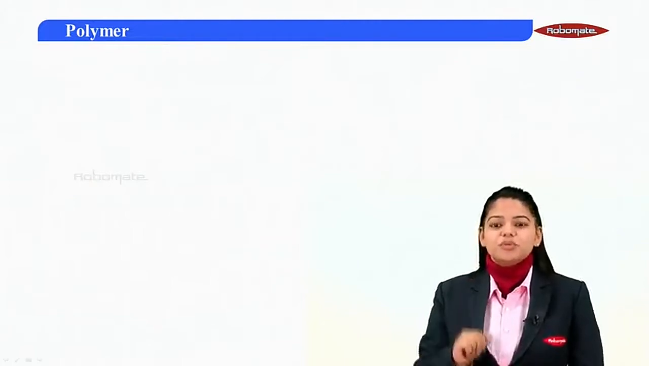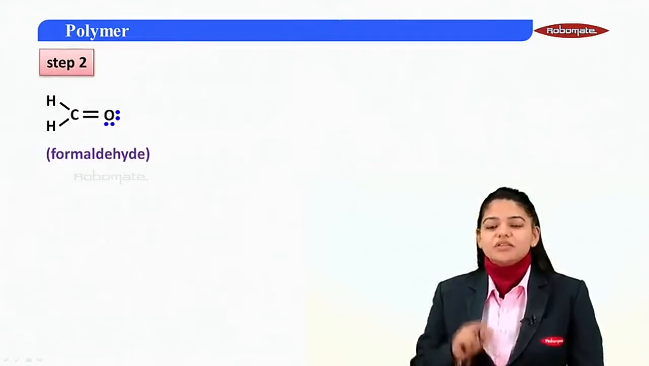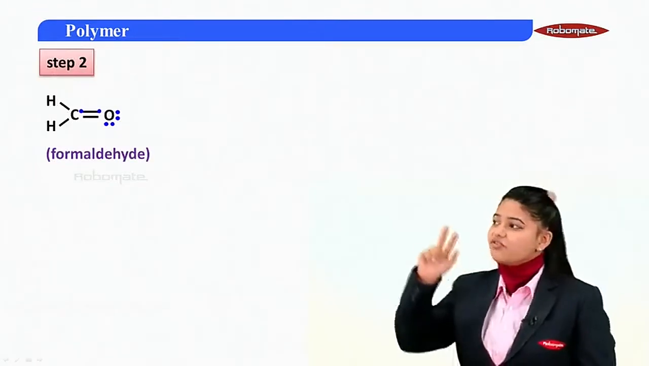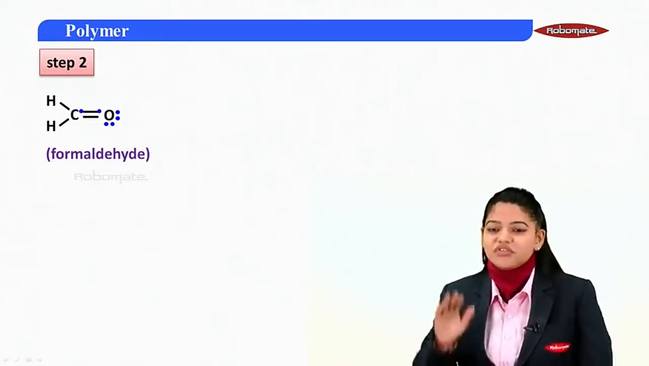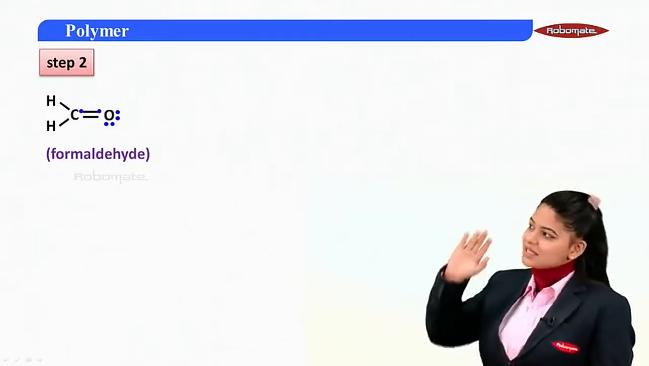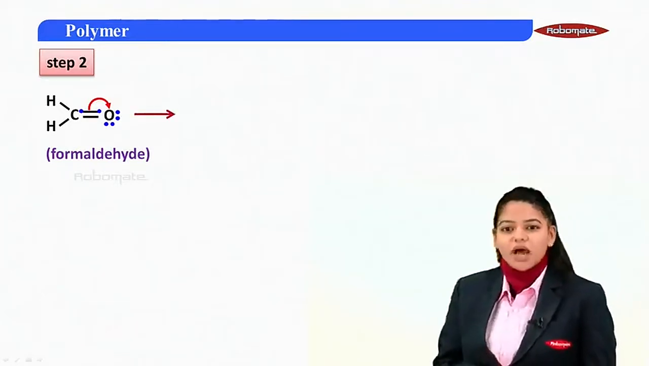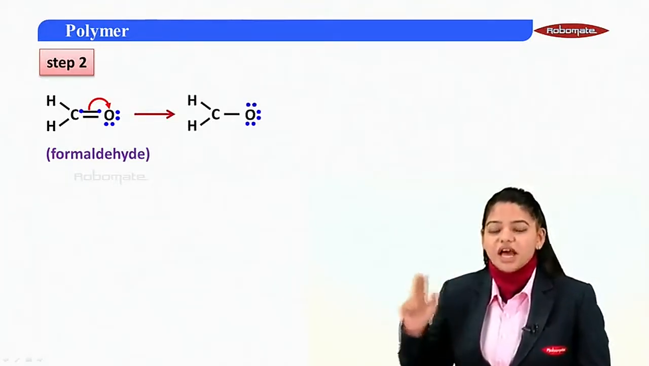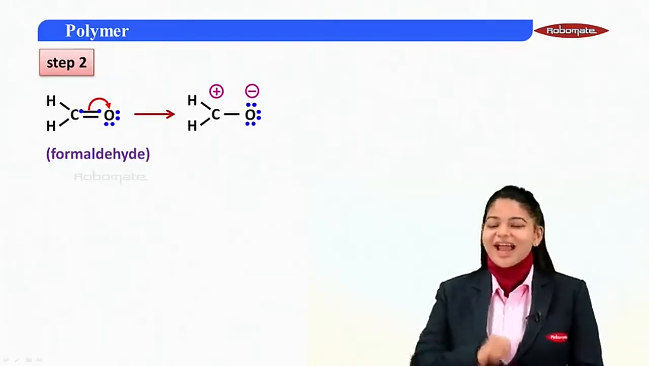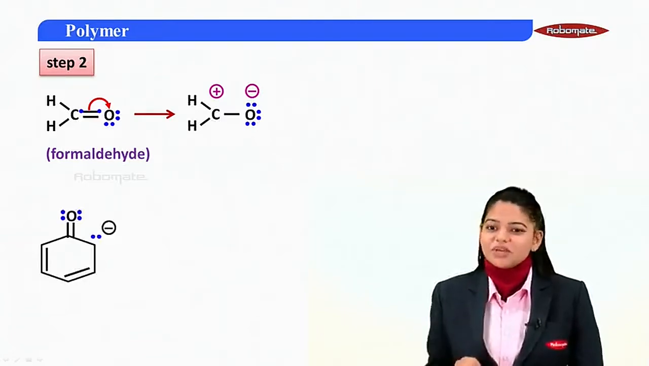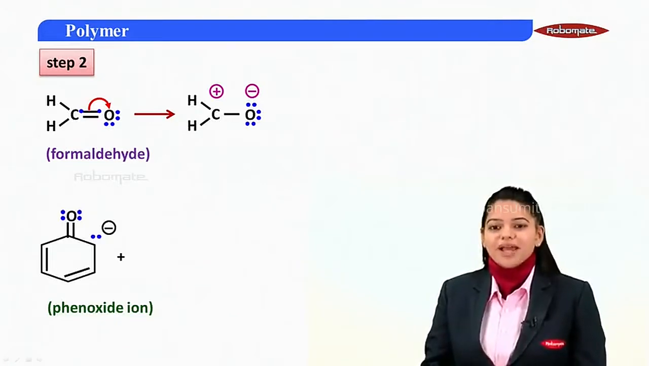In step 2, what do we take? A formaldehyde molecule. This formaldehyde consists of a carbon and oxygen. Now tell me, which one is more electronegative, carbon or oxygen? Yes, it is oxygen. So the oxygen atom pulls the electron from carbon, forming an electrophilic carbon with a positive charge and a negative charge on the oxygen atom. Yes, when this molecule reacts with the phenoxide ion from the first step, what will happen?